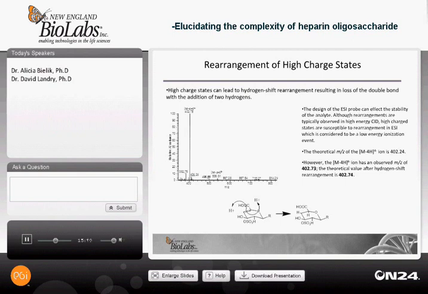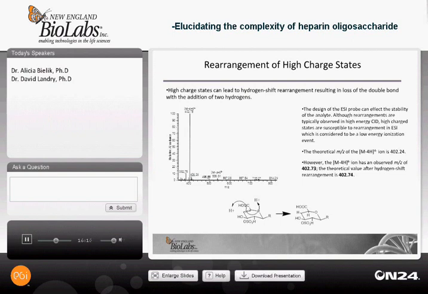The design of the ESI probe can affect the stability of the analyte. Although rearrangements are typically observed in high-energy CID, high-charge states are susceptible to rearrangement in ESI, which is considered to be a low-energy ionization event. The sulfates on these oligosaccharides tend to lean towards high-charge states, which is why in the ion trap mass spectrometer we see a 4- peak at 402.73, even though the theoretical should be 402.24.